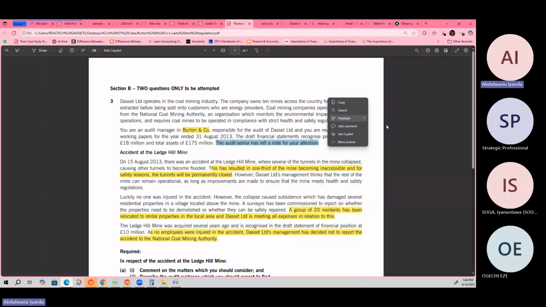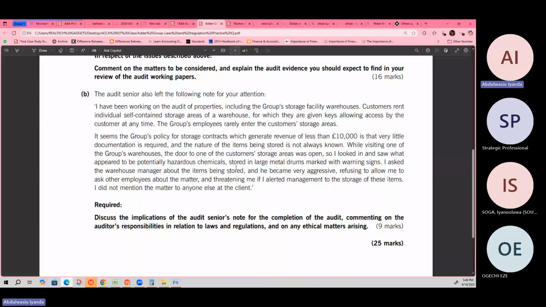So let's now go to the next question. Discuss the implication of the audit senior's note for the completion of the audit, commenting on the auditor's responsibility in relation to laws and regulations and on any ethical matter. Let me tell us how you should draft this. You can also write something on that. Then it's possible that we are going to close very early today.